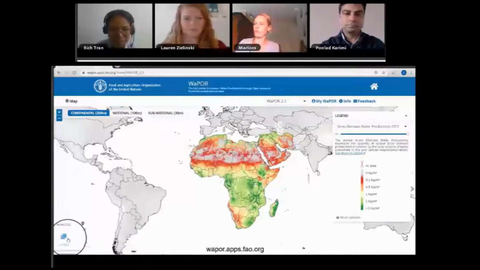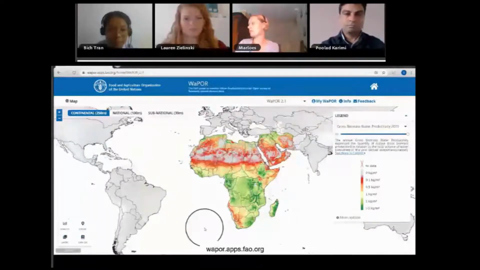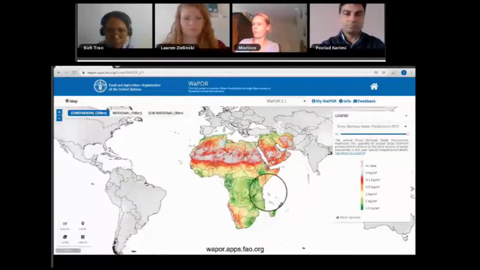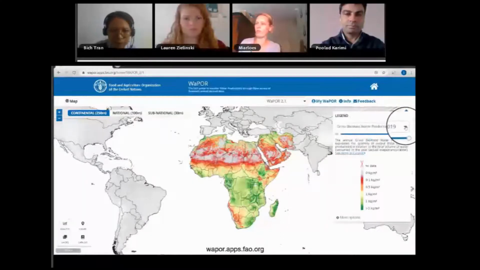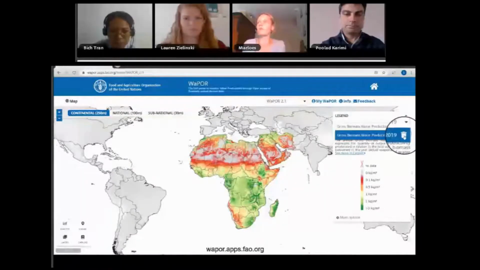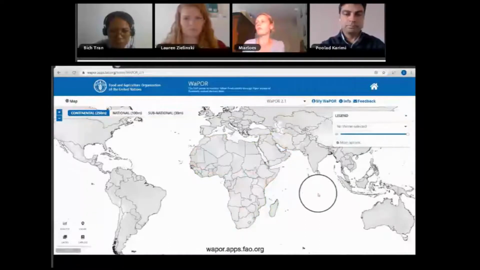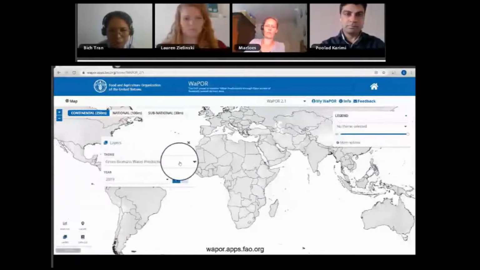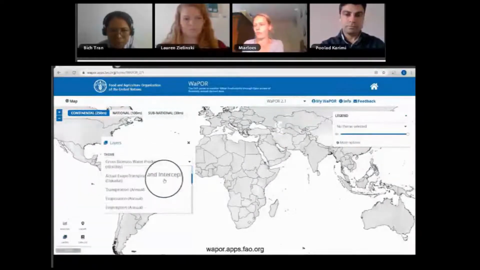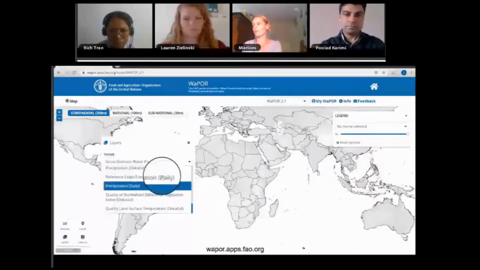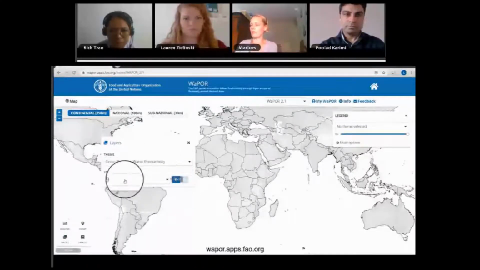The third option is layers. The layers will activate the layer that you see at this moment. For now, the gross biomass water productivity of 2019 is activated. If you want to remove this layer, you can click on the bin button. Now there's no layer active. If you want to activate another layer, you go to layers, then you click on theme, and you can activate a layer that you want. And you can also choose the own period that you want.